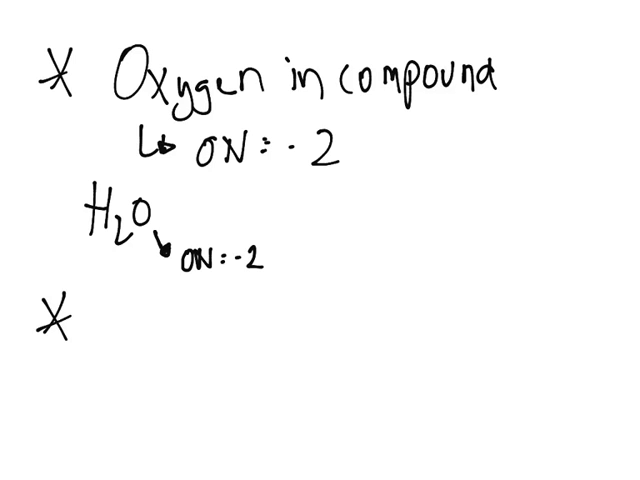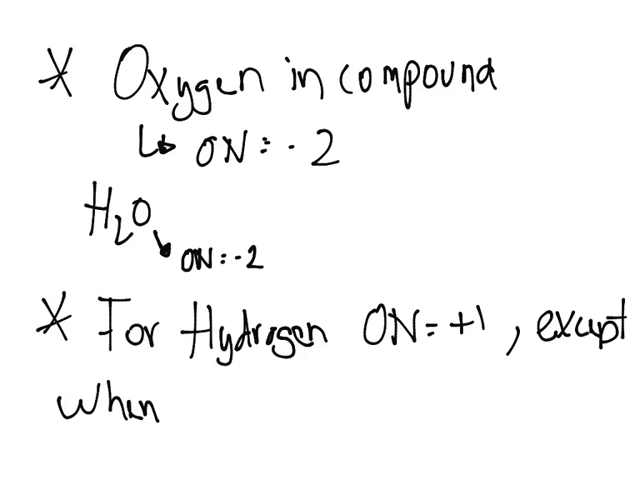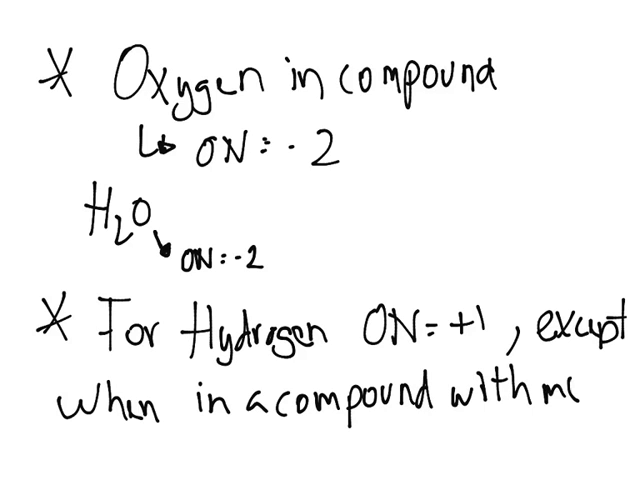For hydrogen, if it is not in a chemical bond with a metal, it will have an oxidation number of +1, except when in a compound with metals, because then it would have to be a negative charge. So its oxidation number would be -1.